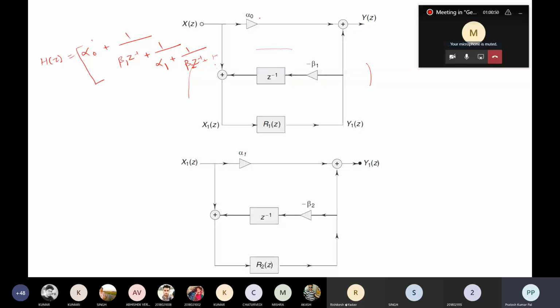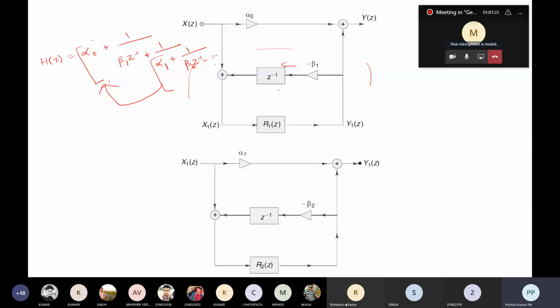In the first step, we have to realize the first ladder, that is alpha naught, which will have a constant multiplication from x of z to y of z. Similarly, this term will give the opposite direction. In the opposite direction, we multiply by the coefficient minus beta, into z to the power minus 1. And again, this structure from here is similar to the first realization we have done. So the first realization will be there again.